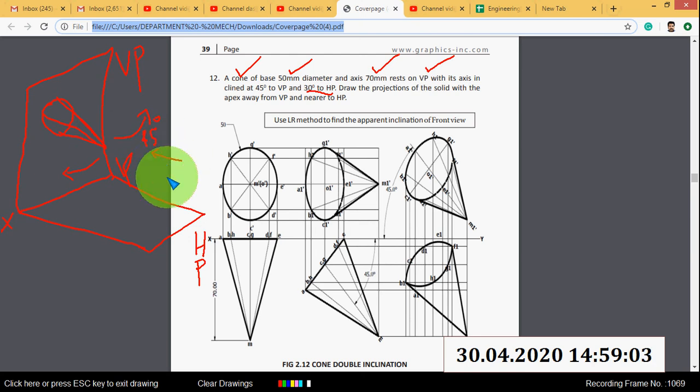So first you have to draw the front view. This is the front view direction. When you look from this side you can see a circle. So first you draw the XY line, then you draw the circle. This is the front view. Then this is the position to get the top view. The top view is actually a triangle. So project the front view and then draw a triangle of height 70 mm.